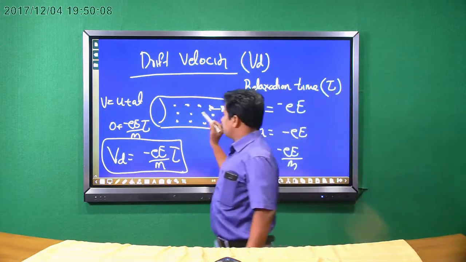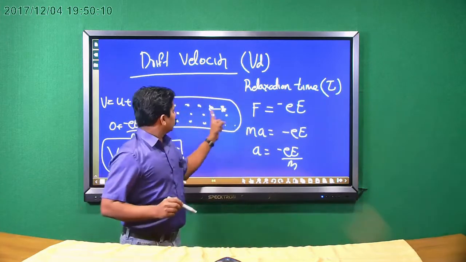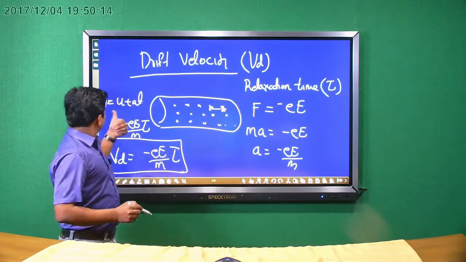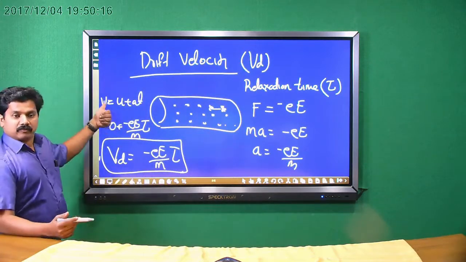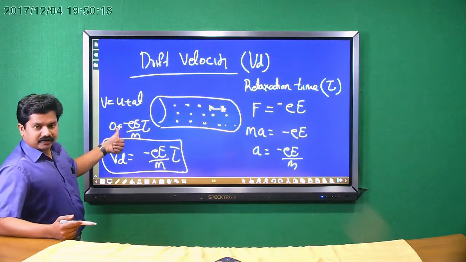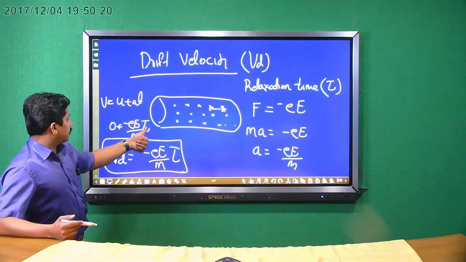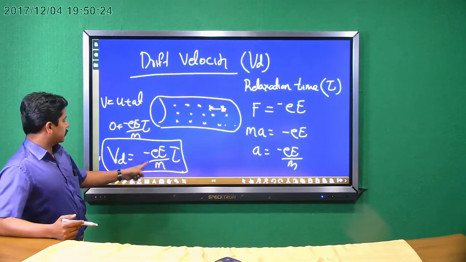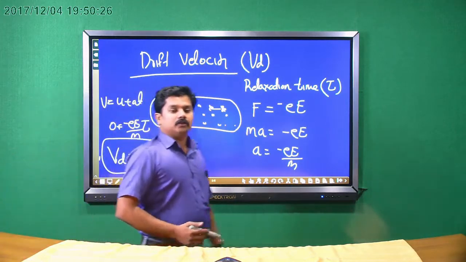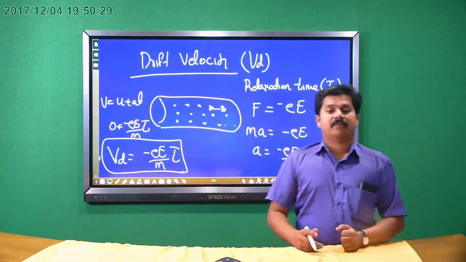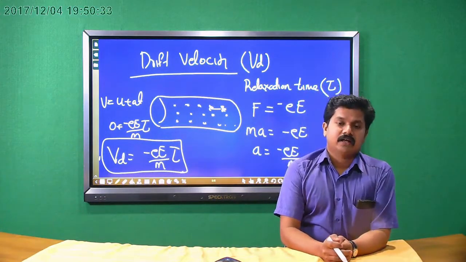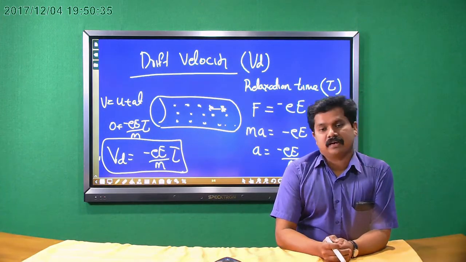Now you know the time interval between two collisions is the relaxation time tau. Now we use the equation v equal to u plus at. Starting velocity is 0, so v equals minus eE by m into tau. This velocity Vd is called the drift velocity, minus eE by m into tau. So the drift velocity is the average velocity with which an electron in a conductor gets drifted in the presence of an electric field.